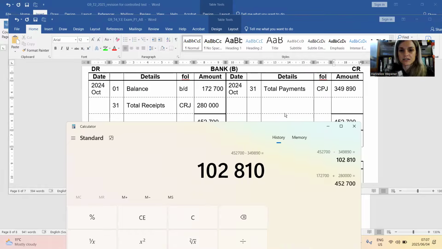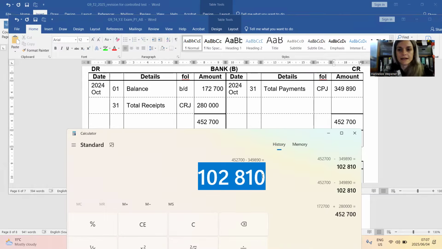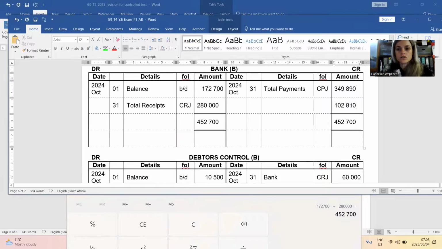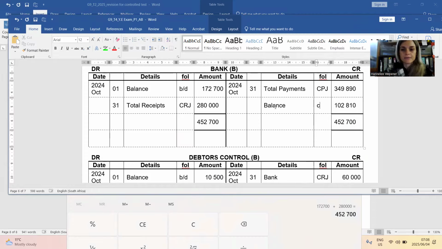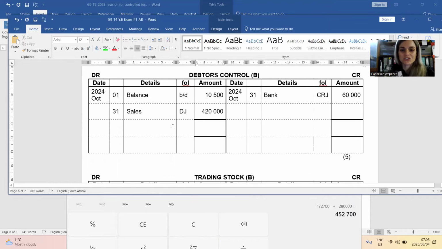I just want to double check that I didn't make a typo now. 700 minus 349,890. Okay, no, it's fine. Okay, so this is my balance. So in other words, this is the money that I haven't yet used this month that I'm carrying down to take with me into November as a balance brought down. So I can spend this money in November. Must be nice.